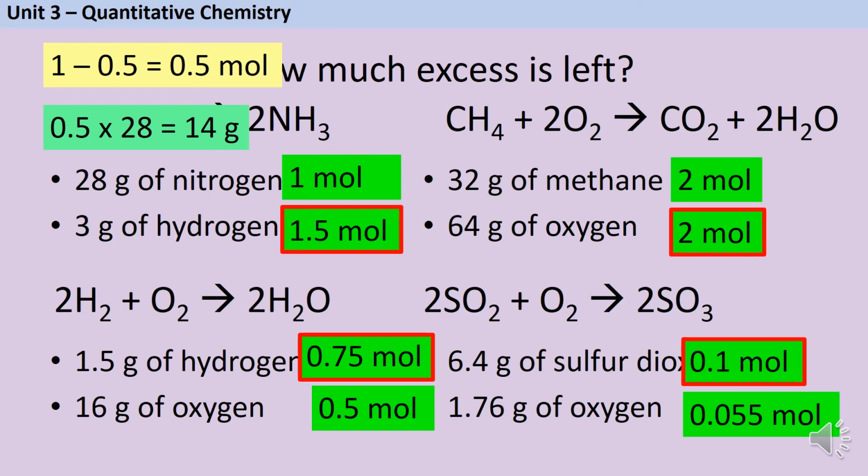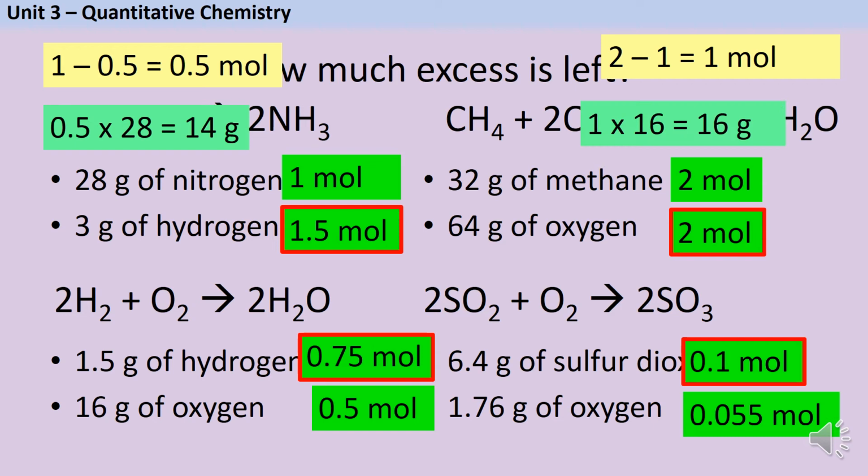Looking at question 2, we've got 2 moles of oxygen which will only be able to react with 1 mole of methane. So that means there will be 1 mole left over, and we can then multiply that by the MR, which we already worked out was 16, to say there'll be 16 grams left over.